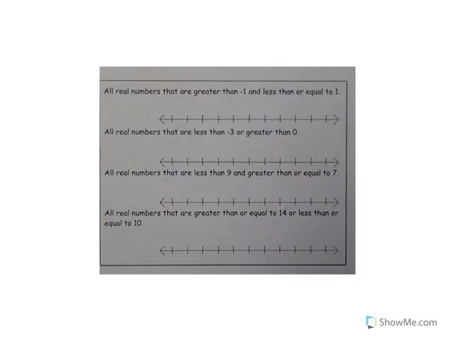Let's look at another one here. So I'm going to look at this problem here. All real numbers that are less than negative 3 or greater than 0. So let's figure that out. So x is less than negative 3, or x is greater than 0. Okay, so let's look at that.